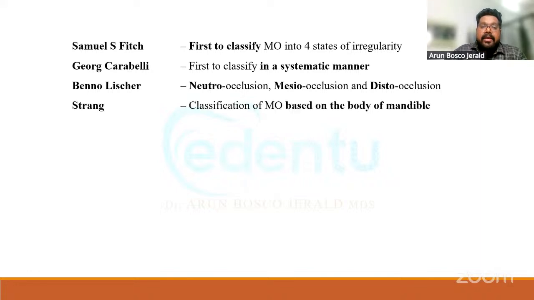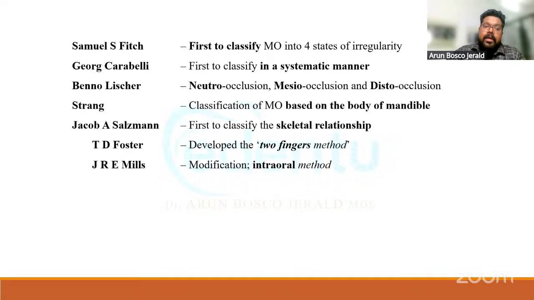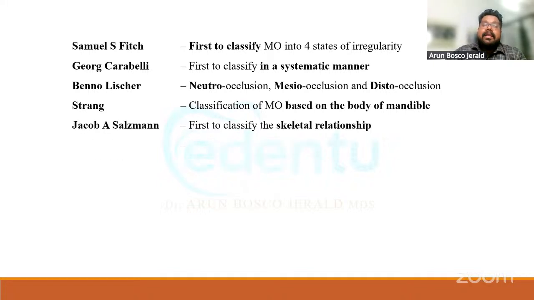Then Strang is the one who classified the malocclusion based on the body of mandible. This is the only classification given on the basis of body of mandible. Then Jacob A. Salzmann, he is the first one to classify skeletal relationship as skeletal class 1, skeletal class 2, and skeletal class 3. You have learned this classification in your clinical postings, in which you use the two-finger technique to classify the skeletal base into class 1, class 2, and class 3.